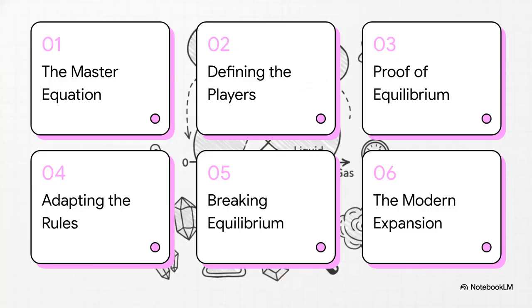So, here's our roadmap for this explainer. We'll start with the master equation, define the players involved, look at the proof of equilibrium, see how we adapt those rules, look at what happens when you break equilibrium, and finally we'll dive into the modern expansion of the rule. Let's get into it.